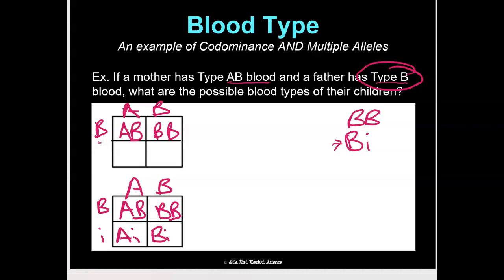So if it's asking for all of the possible blood types, we of course have AB. Both Punnett squares give us that. We have type B. Both Punnett squares give us that. And the second example here, though, we can also have type A. Notice that there's no possible way that you could get a type O baby in this scenario.